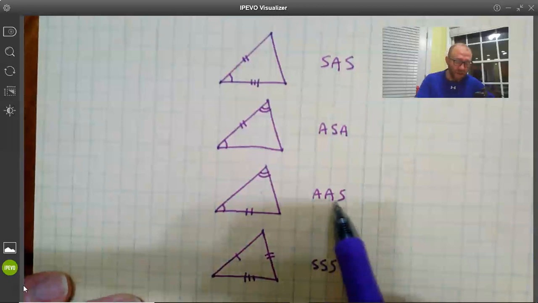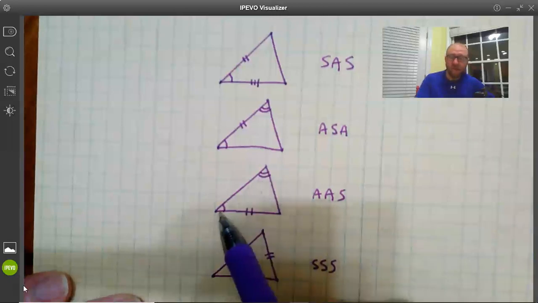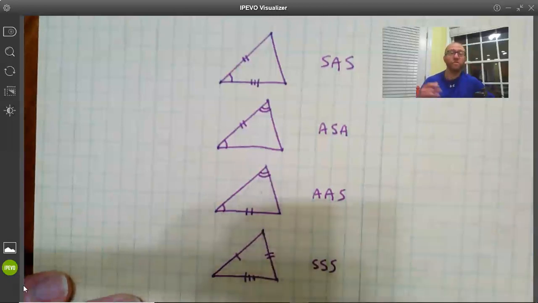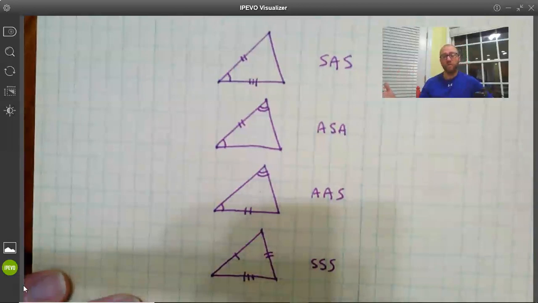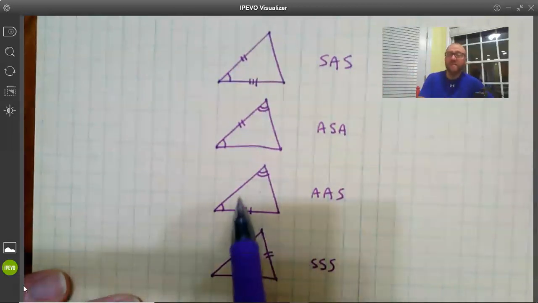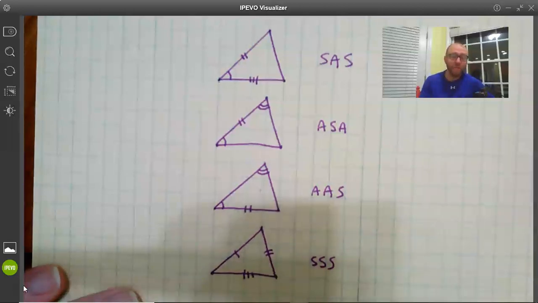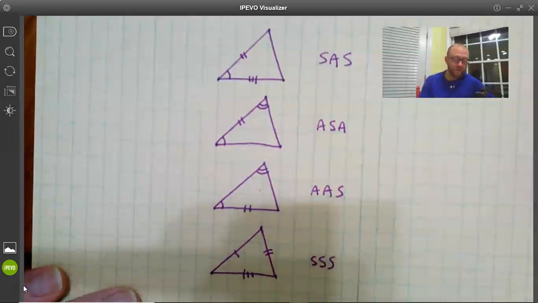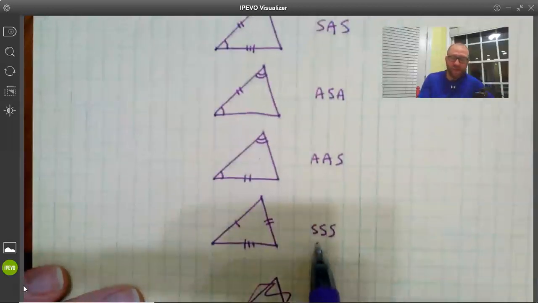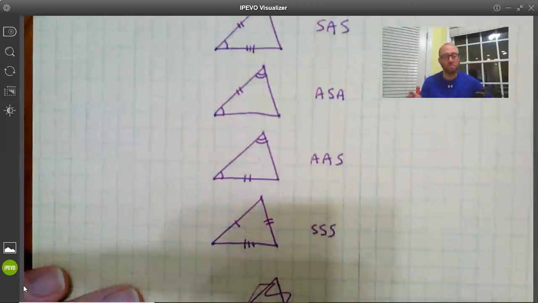We have angle angle side, which means that this angle and this angle from this triangle would match the two angles from another triangle, and then some side that's not in between. It could be this one or it could be this one. It doesn't really matter. It's just some side that's not in between the two angles matching some side that's not in between the two angles from the other triangle. That's called angle angle side. And then we have side side side. So if the three sides from this triangle match perfectly with the three sides from another, then they're the same triangle.